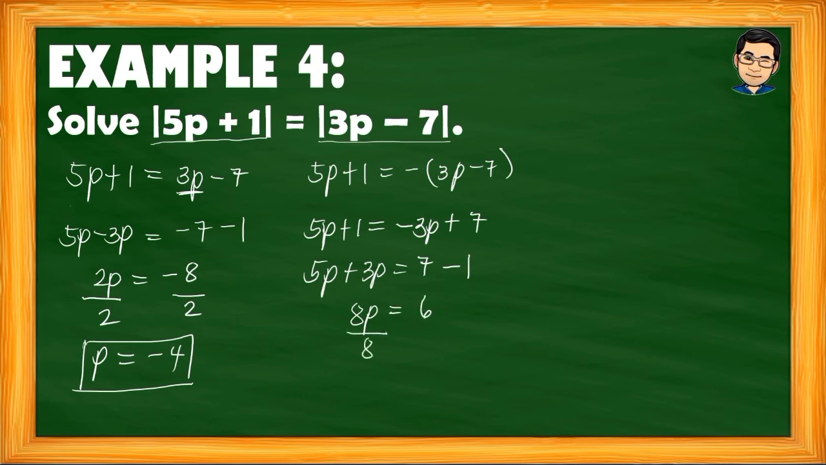Dividing both sides by 8. So, P is equal to 6 over 8. So, we can simplify 6 over 8 to 3/4. So, the greatest common factor is 2. We divide 2 to both numerator and denominator. So, the value of P is 3/4. Now, let's check.